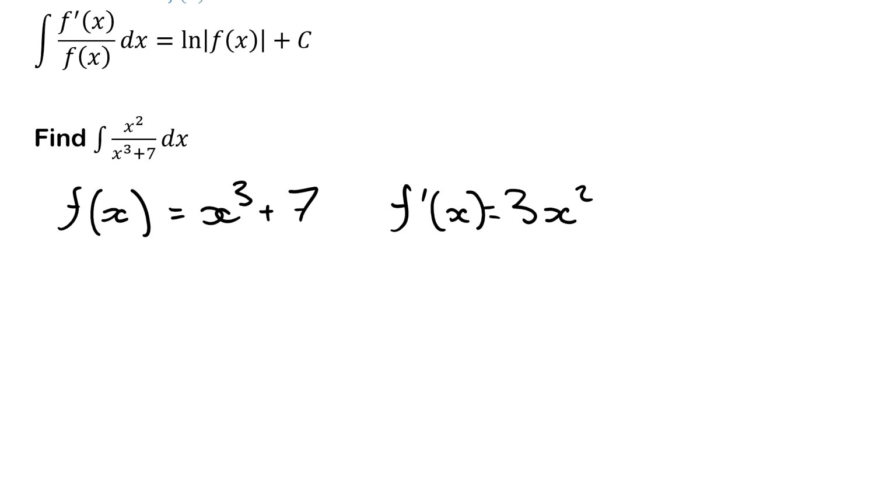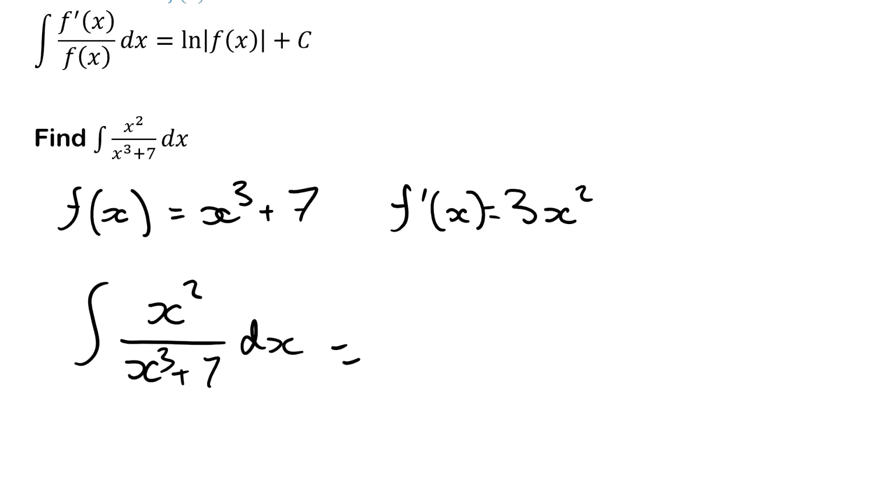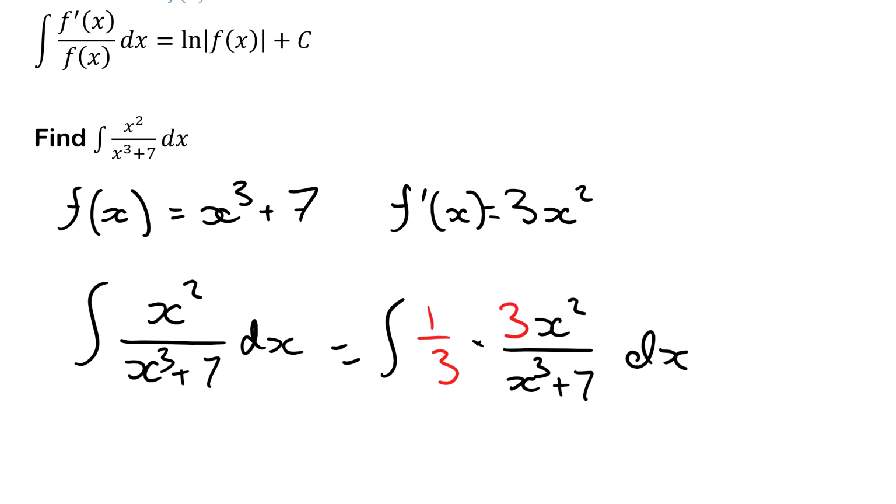Here's what we have, and we want to get to something different. I want to convert that x squared to 3x squared, but I can't just put the 3 there. So I need to have 1 over 3. The integral is going to be 1 over 3 times, now I can have my 3 at the top there, x squared over x cubed plus 7. Because I've added the 3 over here, I need to make sure that I've got the 1 over 3, which essentially will cancel it out to get me back to the original that we were given.